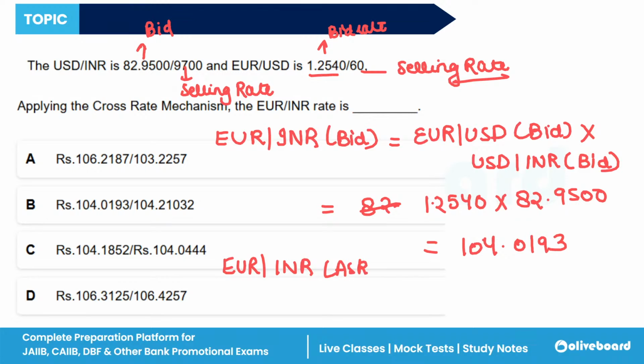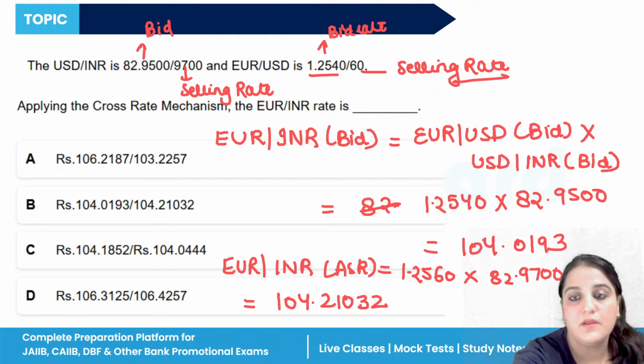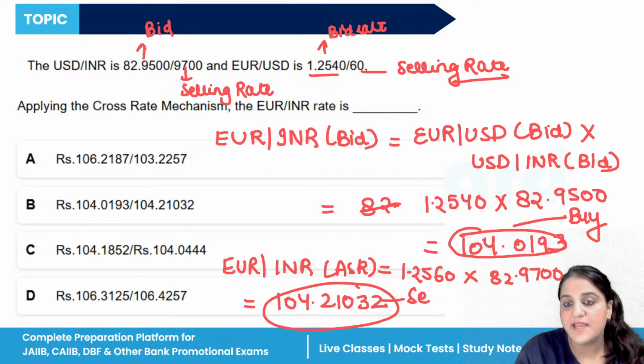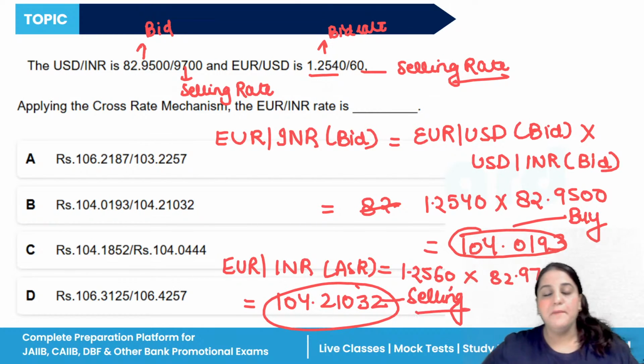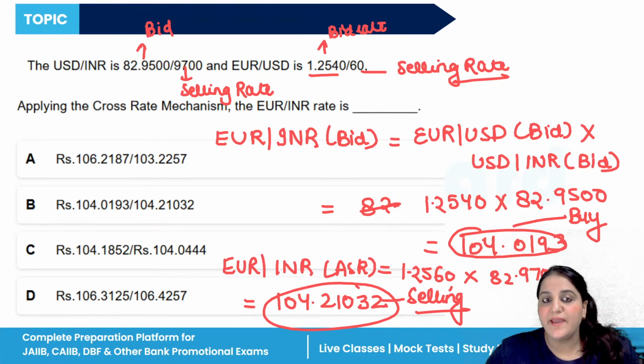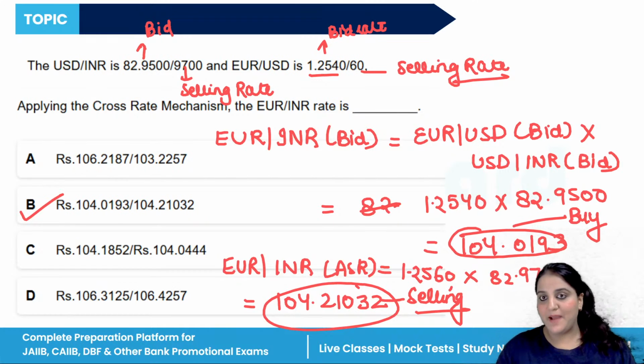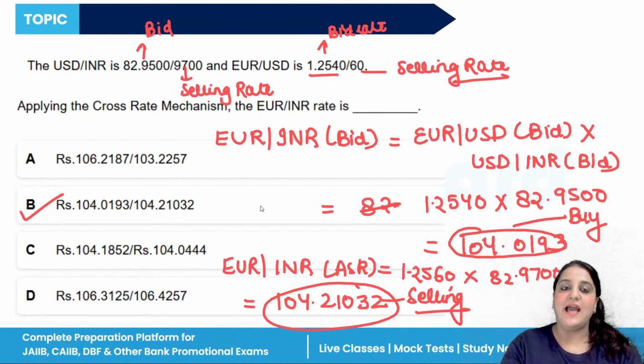Then we have to calculate the Euro INR ask rate. Simply take the ask rate here, 1.2560, multiplied by 82.9700, which is equal to 104.21032. So this one is the buying rate and this one is the selling rate, the bid and ask rate. So the correct answer is option B. Bid is always multiplied by bid and ask is always multiplied with ask.